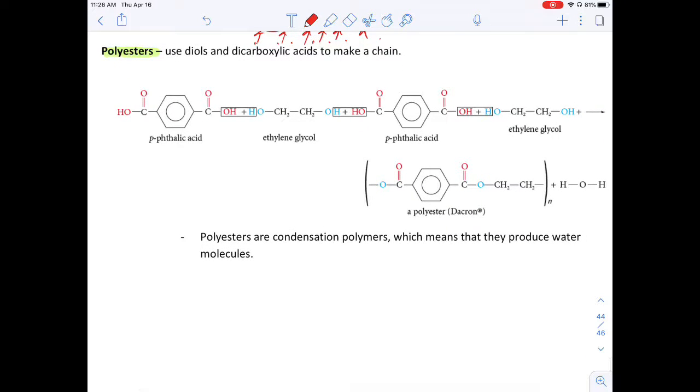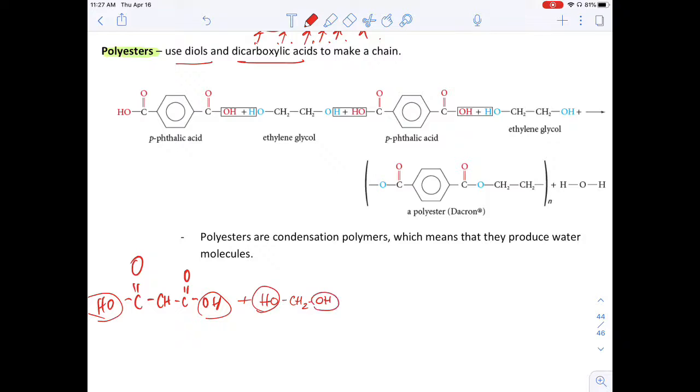We can either use diols and dicarboxylic acids. So I'd have something that's going to be bonded to two carboxylic acids. That's a dicarboxylic acid, and I wouldn't expect you to name it. And then react that with a diol. So what happens is you can make a linkage here and a linkage here, and you can make a linkage here and a linkage here.